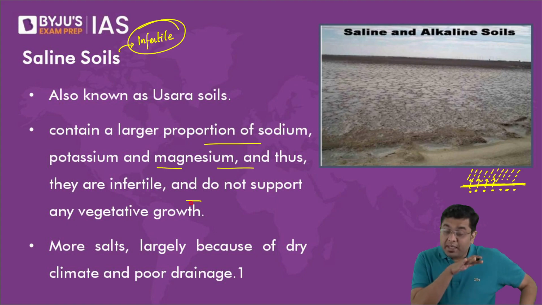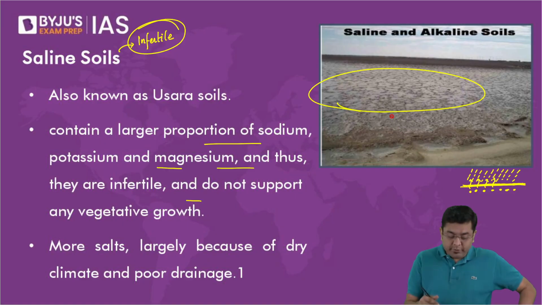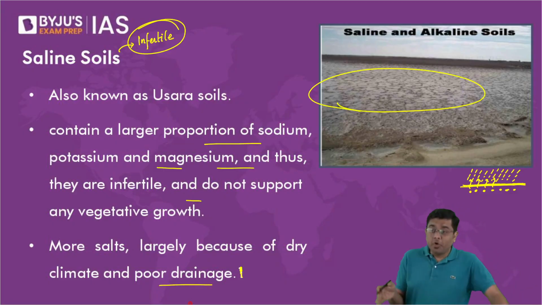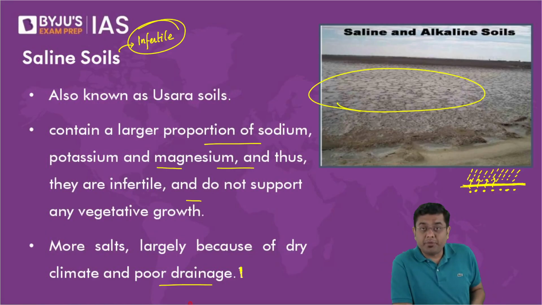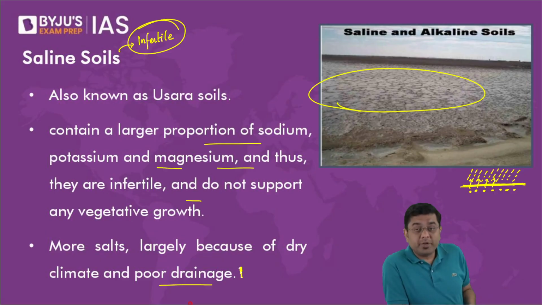So they start depositing themselves. You'll find a whitish substrate appearing. They will deposit themselves on the surface, all these salts, and that is because of mostly dry climate and poor drainage. Okay. If the drainage had been good, all that amount of water would have been adjusted by the soil and the depth of the soil itself. But because the drainage is substantially poor, there is over accumulation of water.